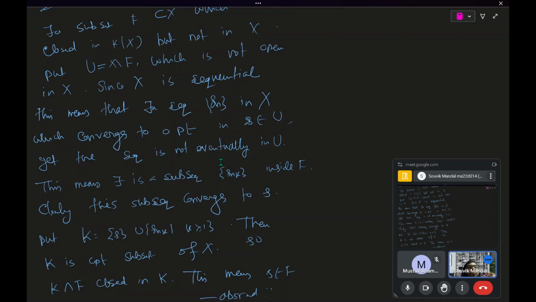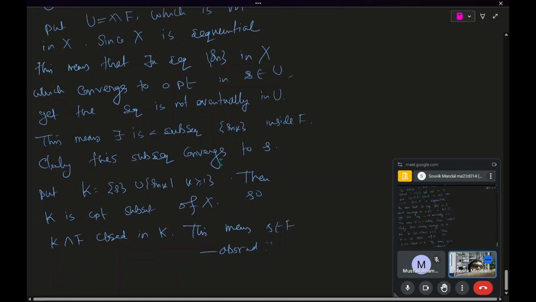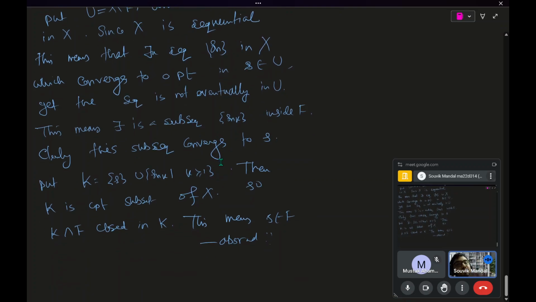So K intersection F is closed in K. This means s belongs to F. This is absurd. Okay? So that's why this is not possible. Well, so now the next question.